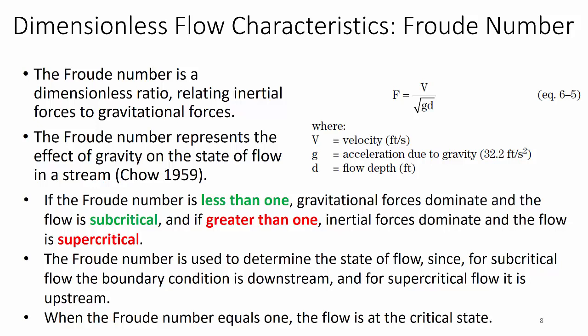That is, if you want to control flow conditions in supercritical flow, you've got to go upstream where the water's pushing in order to control it. You can't just control it at that point or downstream of it. Downstream, you can put in a dam or a flow control structure, or something else in a subcritical gravity-driven flow system to control flow. So when the Froude number equals 1, the flow is at critical state. It's at that transition.